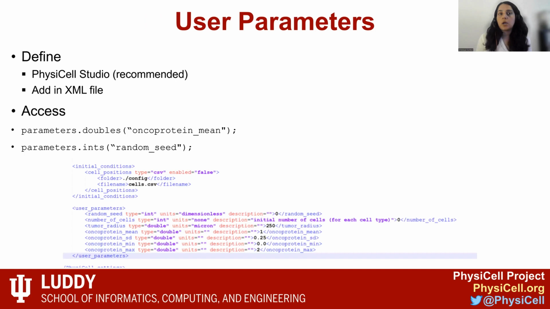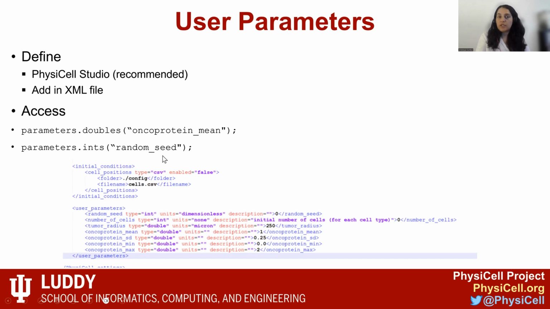So first are user parameters. User parameters are the ones that you add in PhysiCell Studio. That's how we recommend it. You go to the user parameters section and add parameters there, or you can add them in the XML manually, where you will go to the XML file. Here I'm showing a synopsis of it, where you go to the user parameter section in the XML file, and you can add a new parameter there.